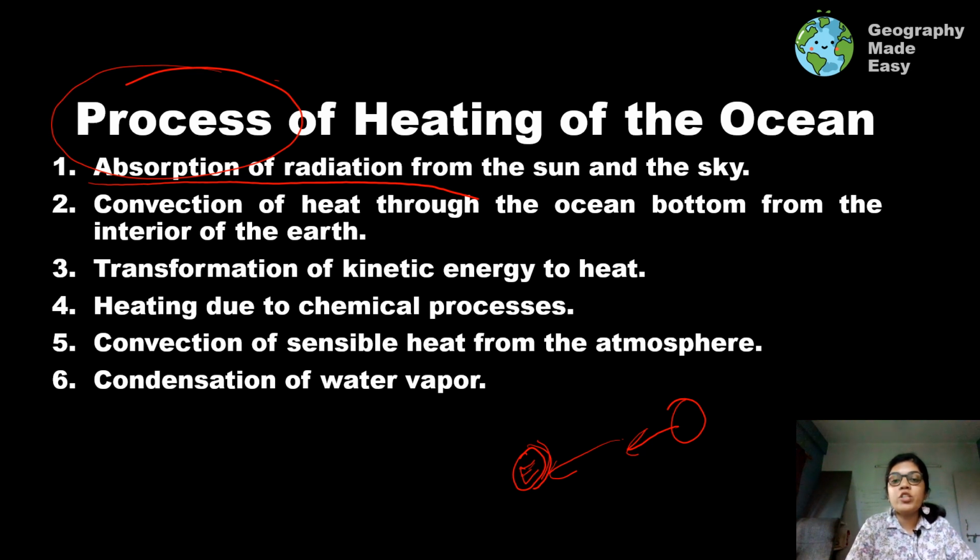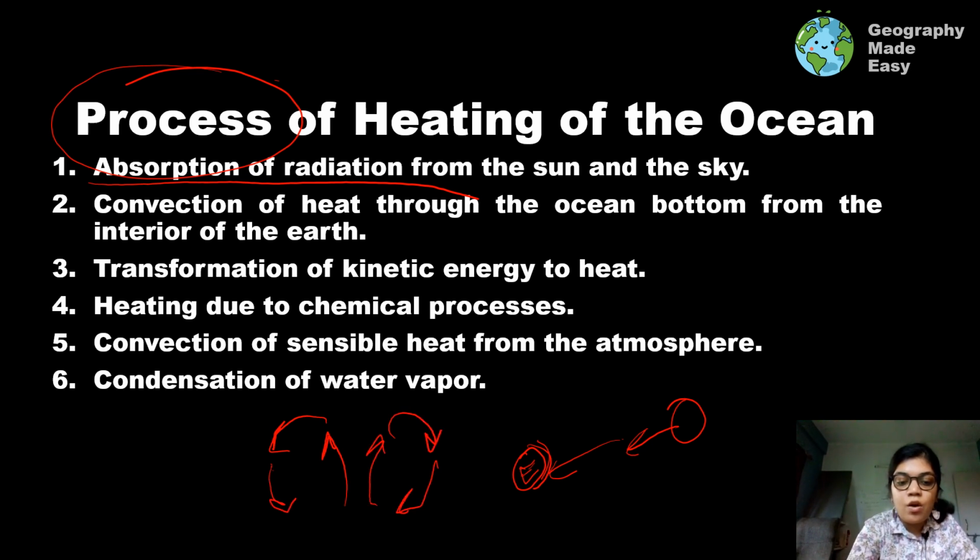Then we have convection current, through which, from the ocean bottom, the heat inside the earth, we know that we have molten lava and gases, this heat also reaches the ocean bottom. In certain places where there are fissures and cracks, we see that the ocean bottom is hotter. So in that case convection currents can start occurring if there is a hot surface.